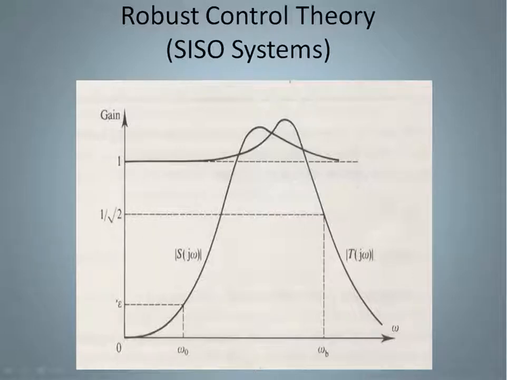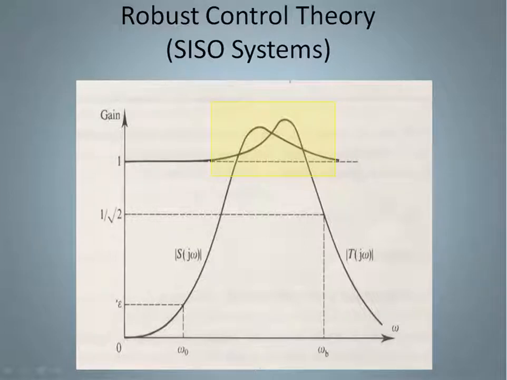In this plot, we see the magnitude of the sensitivity S and the magnitude of the closed-loop transfer function T. The frequency range between 0 and W0 is the range of frequencies in which we want the system to be very insensitive. The range of frequency from 0 to WB is called the bandwidth of the system. Reference signals with frequencies within the bandwidth can be tracked with ease by the control loop. However, there is a resonant peak for the sensitivity and another resonant peak for the closed-loop transfer function around WB.